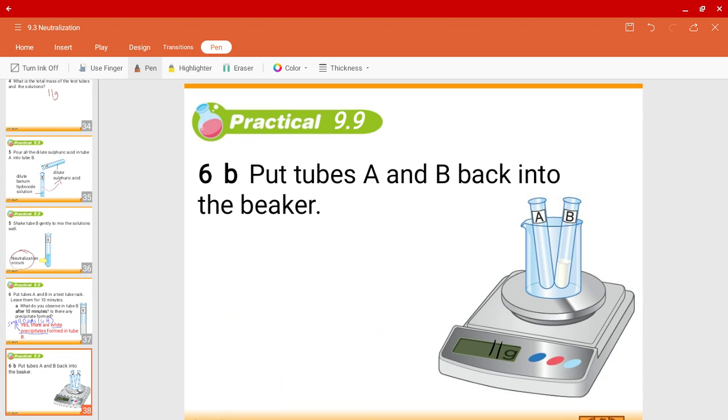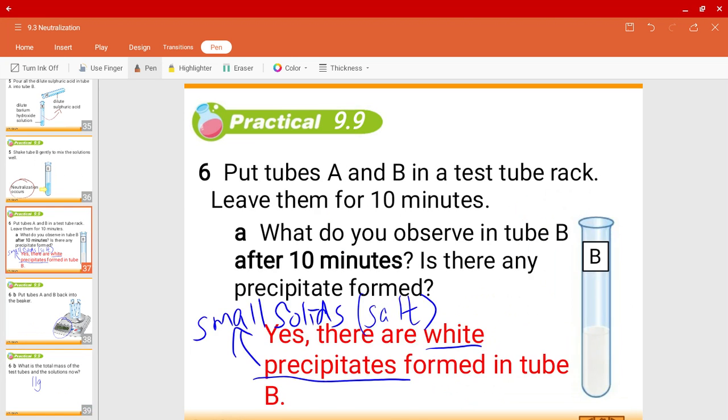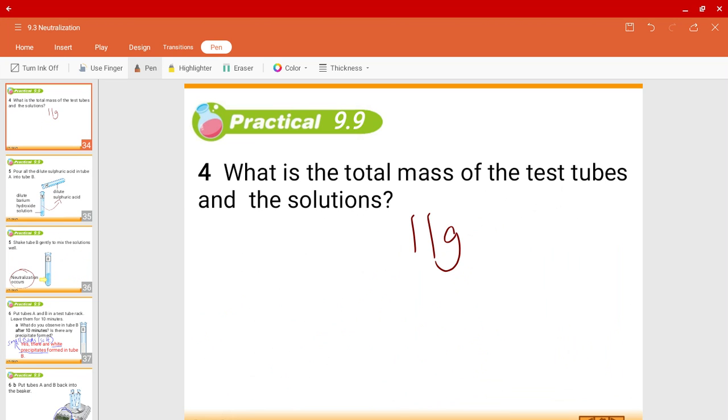Afterwards, once the reaction is done, you put it back into the beaker and on the electronic balance, and you would see what is the reading. So what do you notice? What's the reading? It's 11 grams, right? So let's write it down. What is the total mass after the reaction? It is 11 grams. What was it in the beginning? In the beginning of the reaction, it was 11 grams as well.